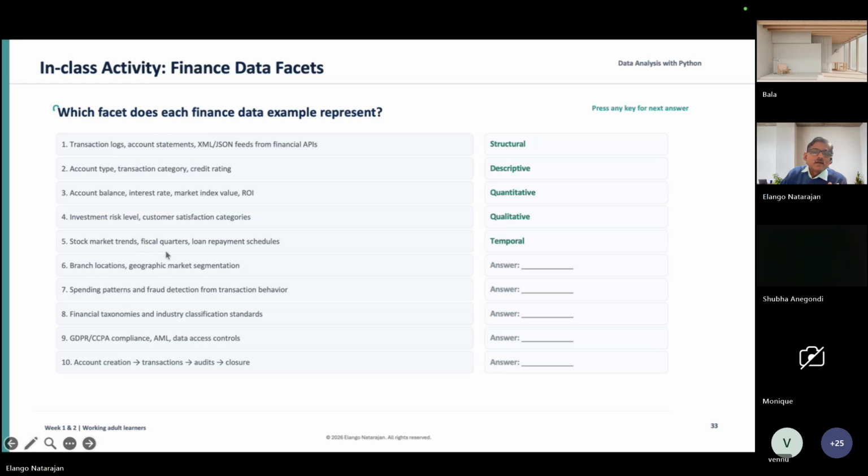Stock market trend is just temporal based, time based, timestamps. Next, branch locations, geographic, market segmentations: it's all spatial. Spending patterns, fraud detections from transaction behaviors. Spending patterns means you are looking at the pattern of how the customer is spending the money. It's a kind of behavioral data, because you are finding the trend of spending. Then fraud transaction from the transaction behavior is all behavior based. Of course qualitative is included, but it is behavioral based data. Next.